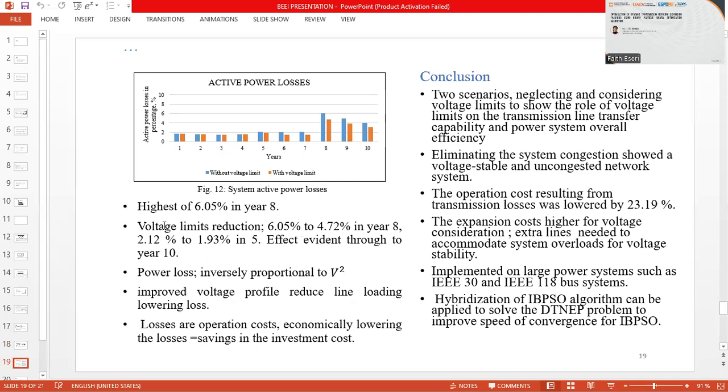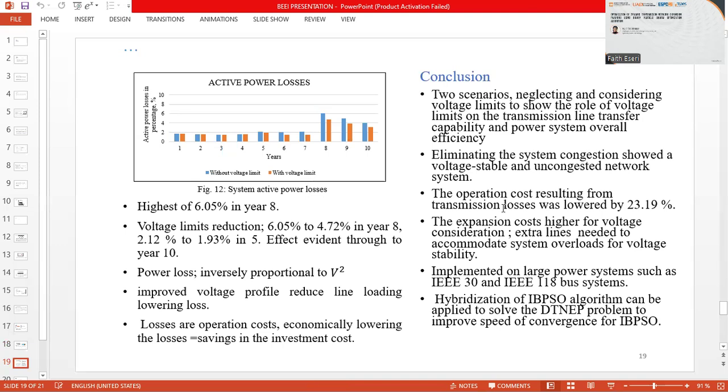The active power losses are below. There's the highest, 6.05%, in year 8, and the reduction is evident in these years, through to year 10. The power loss is inversely proportional to voltage squared. So when you improve the voltage profile, you're able to reduce the line loading and lower the power losses. Any lowering in the losses is a significant saving in the investment costs, considering that it is an operational cost.